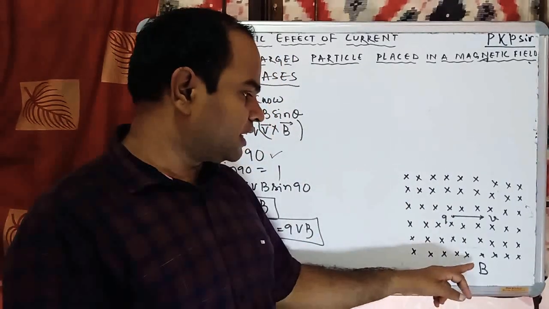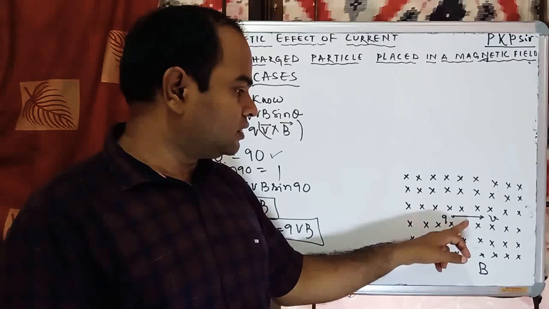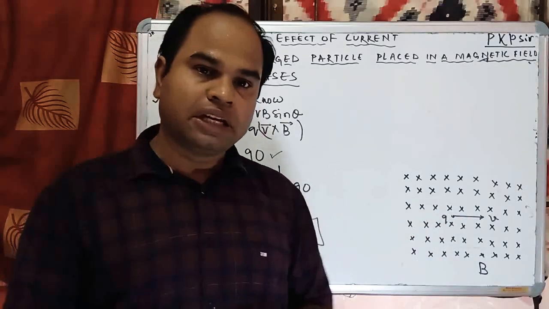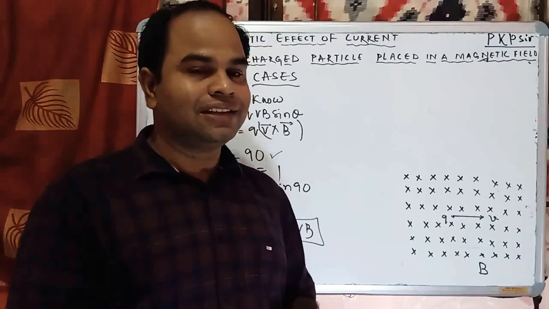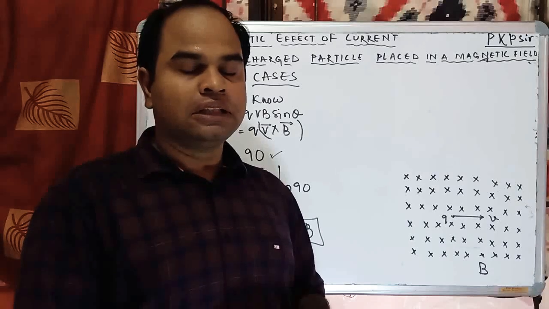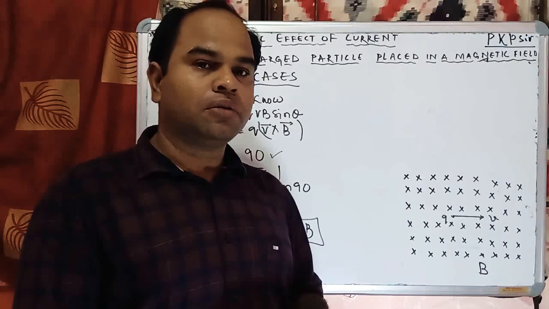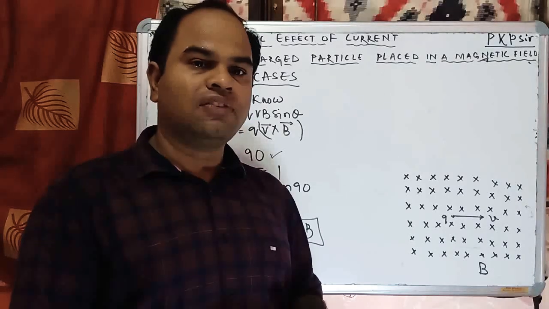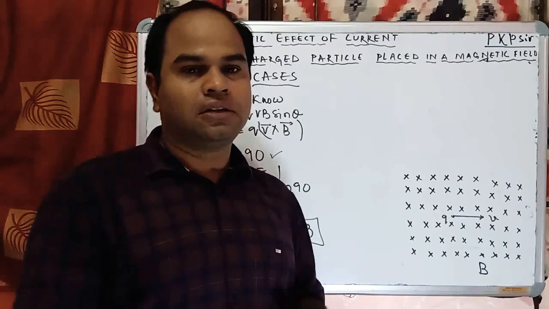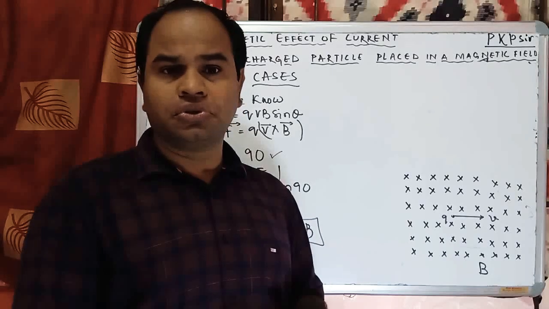To find the direction, let us consider this figure. In this figure the magnetic field is inward, the velocity is in this direction, so we can say the velocity is perpendicular to the magnetic field. To find the direction we could use the screw rule, and in the next video we will also learn Fleming's rule and the palm rule, but we will use a different procedure.